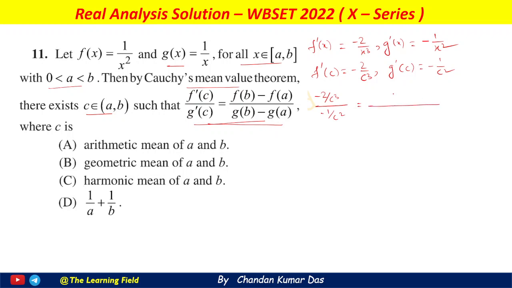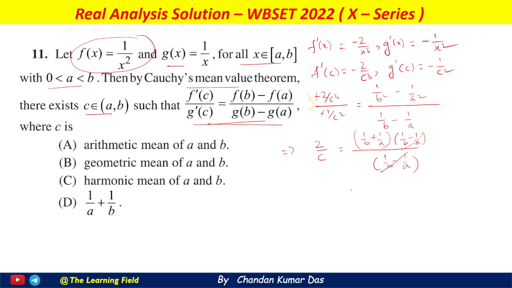This is equal to, for a and b, f of b means this: 1 by b square minus 1 by a square, by 1 by b minus 1 by a. Okay, so this one. This is equal to, minus minus going to be cancelled, and this is simply 2 by c. This is equal to, you can write, 1 by b plus 1 by a into 1 by b minus 1 by a, by 1 by b minus 1 by a. So this is going to be cancelled. So this is equal to 2 by c, which is equal to 1 by b plus 1 by a, and this is clearly the harmonic mean of a and b.